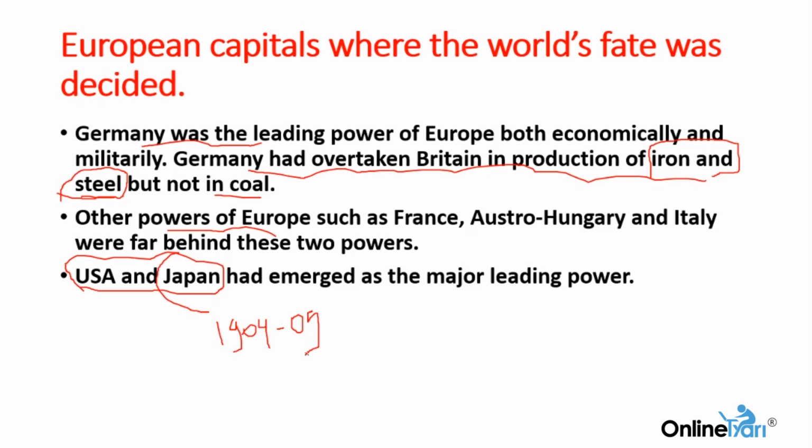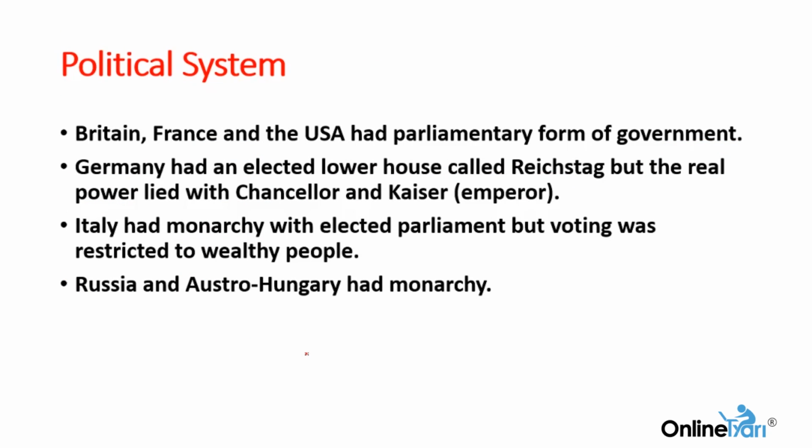So you can see it was European capitals where the world's fate was decided. Second, how was the political system at that time? You need to have a basic understanding of that. So Britain, France, and USA, only three countries had a kind of parliamentary system.